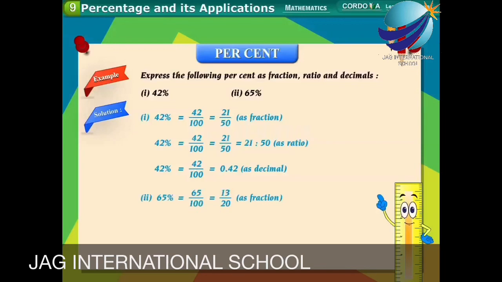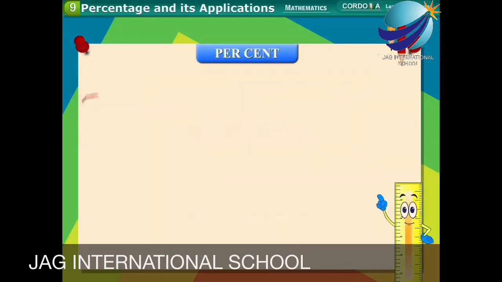65% is equal to 65 upon 100, which is equal to 13 upon 20 as fraction. 65% is equal to 65 upon 100, which is equal to 13 upon 20, which is equal to 13 is to 20 as ratio. 65% is equal to 65 upon 100, which is equal to 0.65 as decimal.